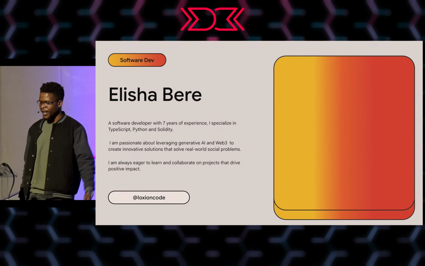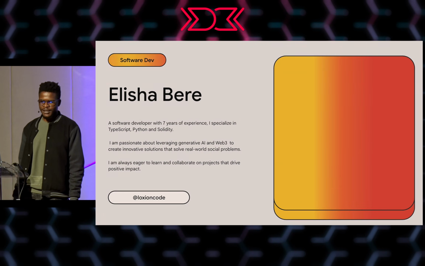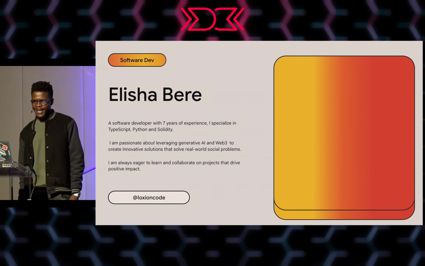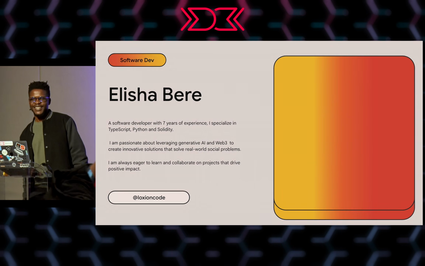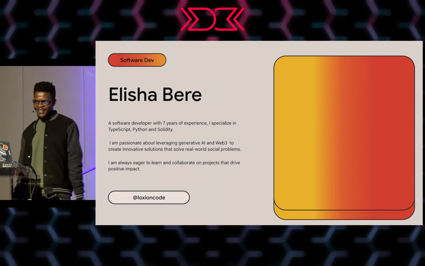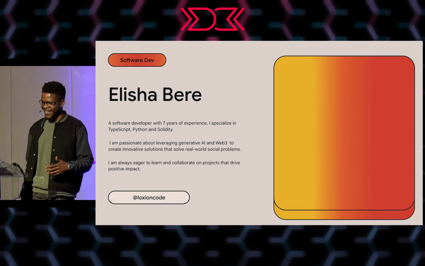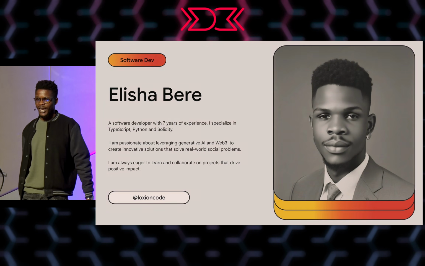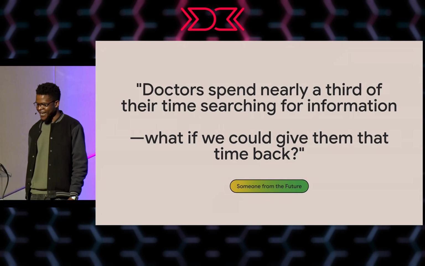So my name is Elisha Bere. I'm a software developer, been writing code for the past 7 years, mainly TypeScript, Python, and Solidity. And I'm just passionate about making applications that might have real world impact, mostly for communities. And I believe some people might take this and apply it in real world scenarios. So that's the AI version of me. I think it did a really good job.